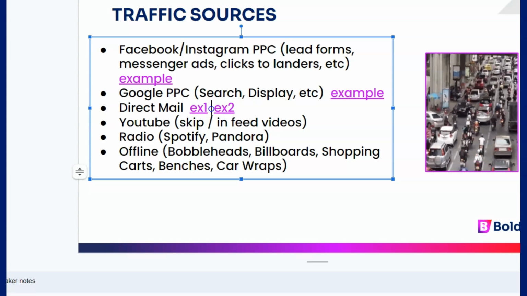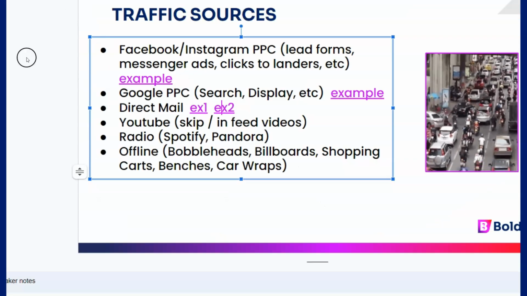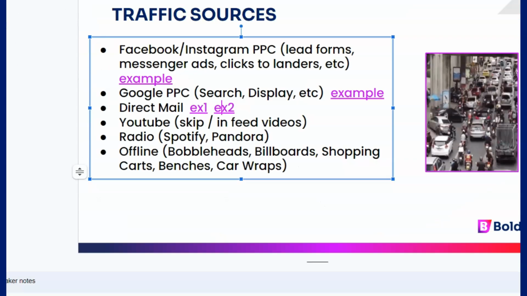Going back to my slides here, let's look at another example of a direct mail card, see how much a buyer might pay for your property. So if your niche is to simply farm a specific area and you have a geo-targeted farm that you're working, mail like this might work. And you could use any of the other traffic sources to generate listings following this niche operating system protocol.